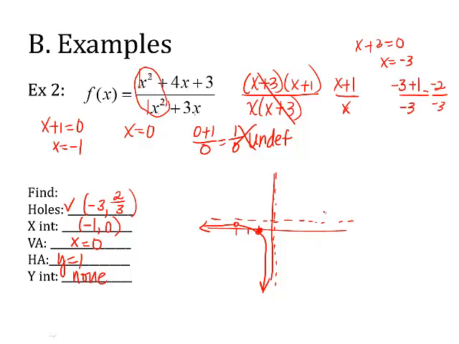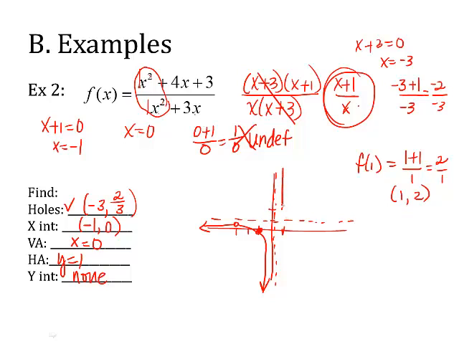Now, on the right side, I need to know: is it top or bottom? So let's pick an x value, like 1. Really easy, 1. So I do f(1), plugging 1 into my equation right here. (1 + 1)/1, which is 2 over 1. So I have a curve where x is 1 and y is 2. So that means my curve is above that horizontal asymptote. All right? So that's that one graphed.